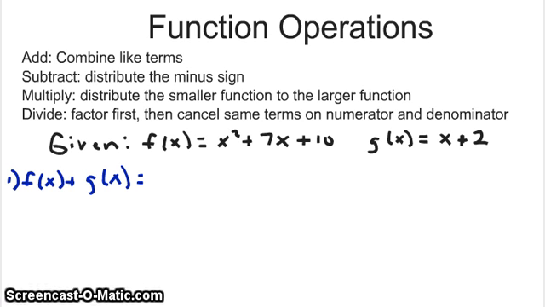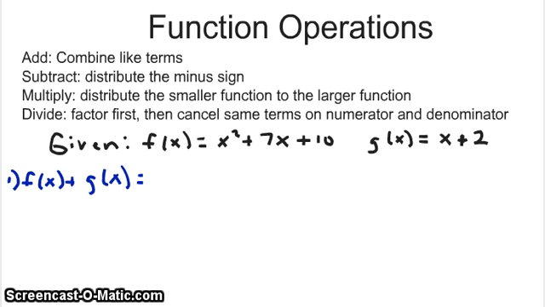When you add them, you're simply just combining like terms. Subtracting, the biggest thing is you need to make sure you distribute the minus sign. When you multiply, you're going to do the smaller function to the larger function. You're going to distribute each part. And then divide, you're going to factor first. So if you have a squared term, you're going to factor first, and then if you have a same term on top and bottom of your fraction or your division sign, you'll cancel those out.